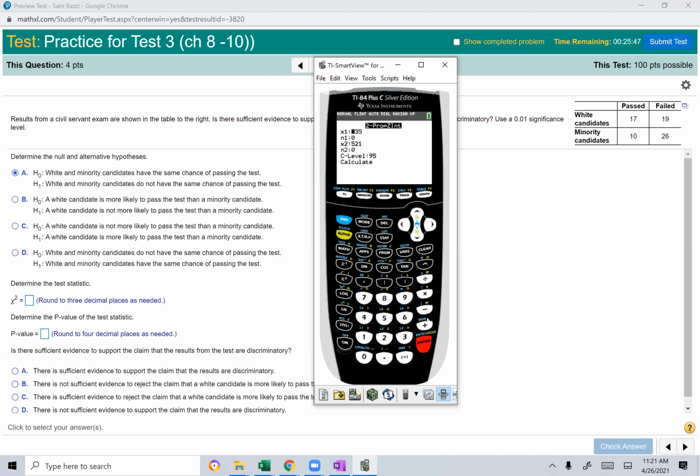Just hit calculate. Oops, I picked the wrong test. Stat. You know, I went to B. Now we're good. And now just hit. Let me do a draw for you here. There you go.